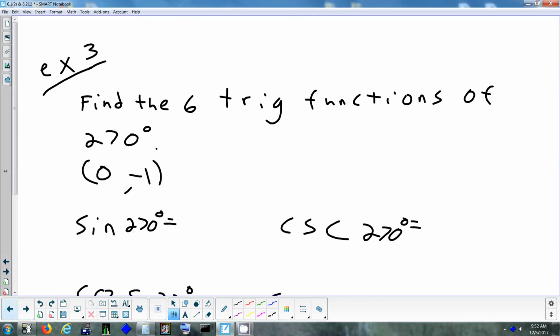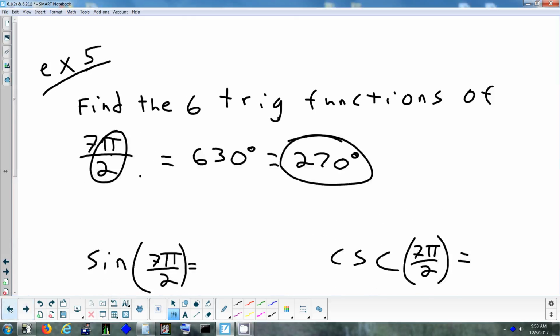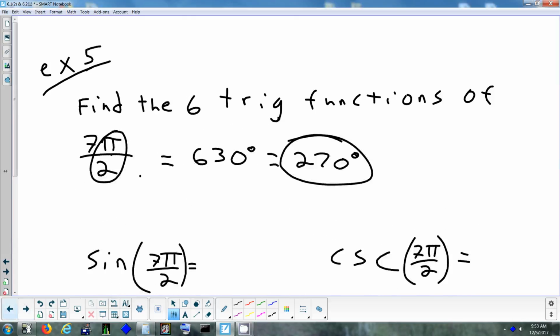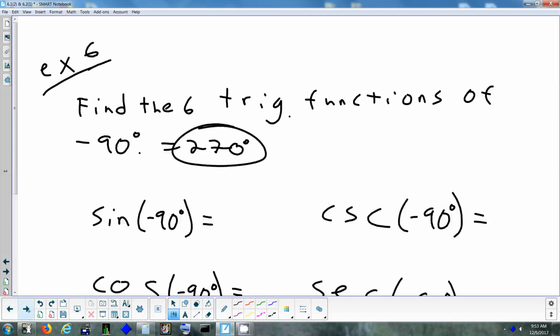And we just talked about that one. You find the coordinate, then plug everything in. Same thing here. What would be an angle that's coterminal with -90? 270. So this problem is exactly the same as the last problem. It's the same angle, same answers. You just have to find the coordinate, which we did a few problems back, and then plug it in.